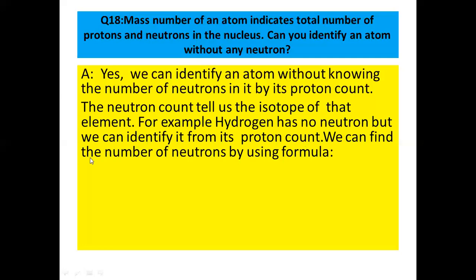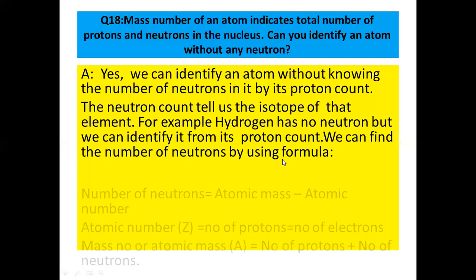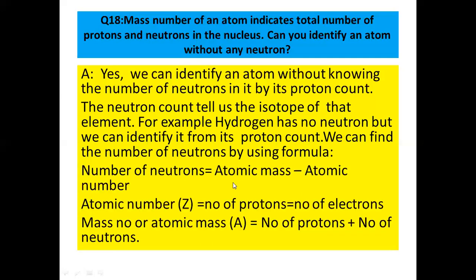We can find the number of neutrons. If you have no information about the number of neutrons, we can use the formula: number of neutrons equals atomic mass minus atomic number. So by using this formula, what is atomic number? Atomic number is the number of protons, which is always equal to the number of electrons, and mass number is the sum of protons plus neutrons present in the nucleus of an atom.